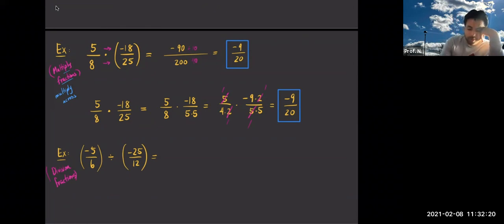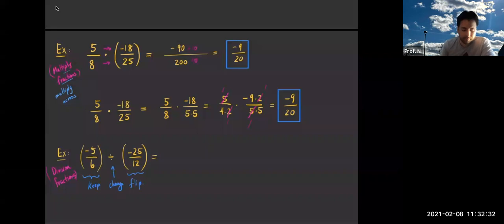Yeah. So what we do is something called keep, change, flip. Keep, change, flip. KCF, not KFC, but KCF. So whenever we divide, we keep the first. We change from division to multiplication, so you can use the dot symbol there. And then we flip 12 over 25, and this is a negative.